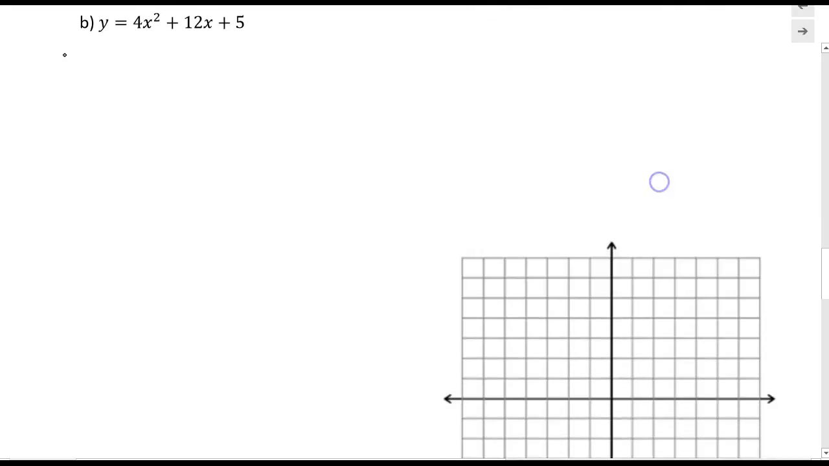Try again. So again, we start with our y-intercept because it's the easiest thing to identify in general form. X-intercepts need to be identified by factoring. So I set y equal to 0 because that's my definition of an x-intercept. And I'm factoring a complex trinomial.